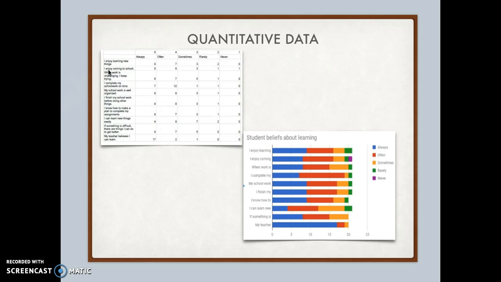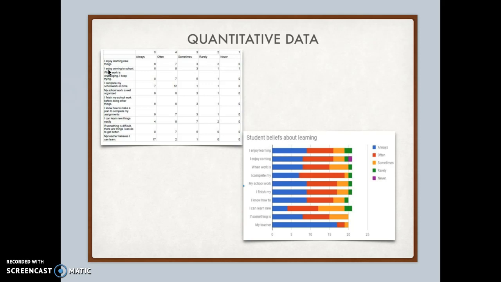There are 4 questions that ask about a student's ability to organize and prioritize their work. Those results showed me that about 80% of my students stated that they are able to organize and prioritize their work, with 90% reporting they complete their work on time. I also asked about the students' beliefs about their ability to learn.